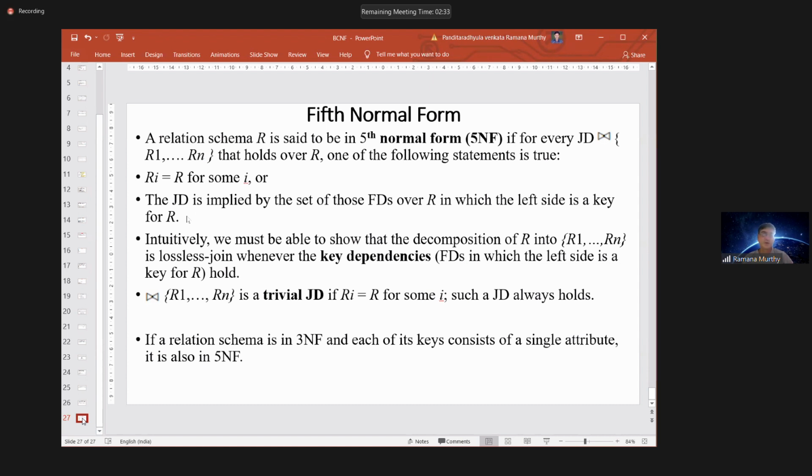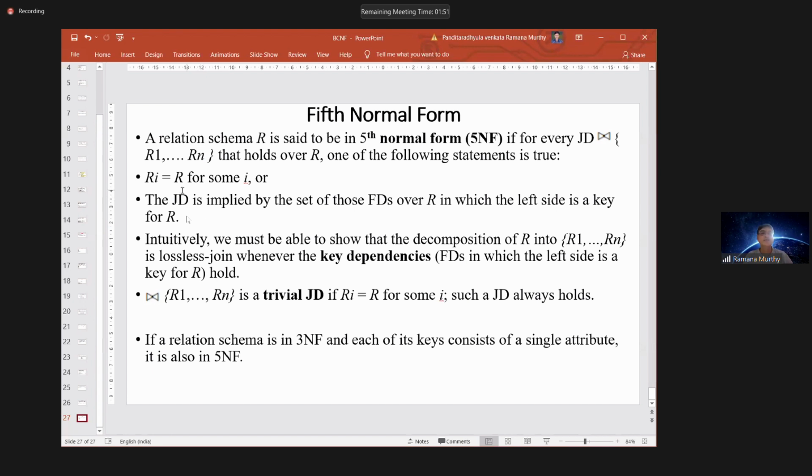So if the relation contains the join dependency rules, that means after joining the split tables, if you are not getting the original table, then you need to reconsider and resplit the particular table. Such a combination that satisfies the join dependency, that means getting back our original table, is called fifth normal form. So the join dependency is implied.